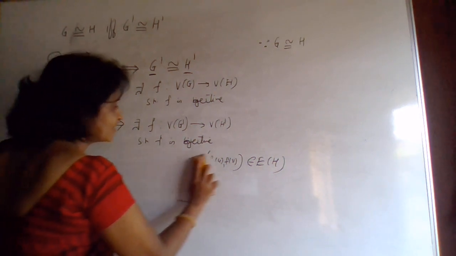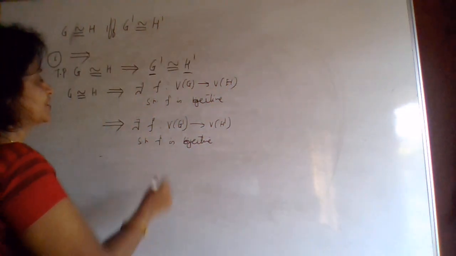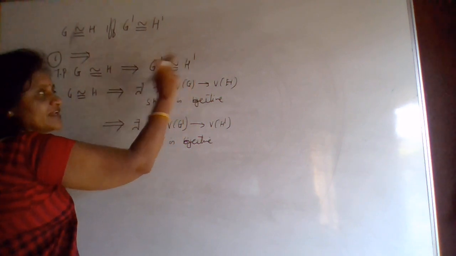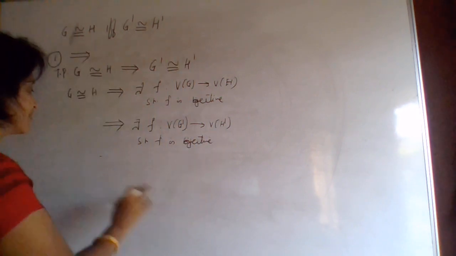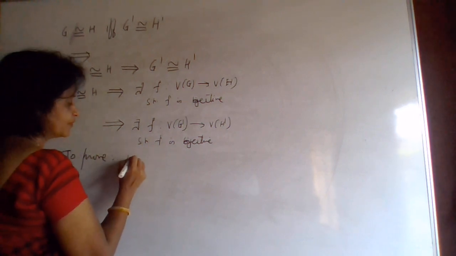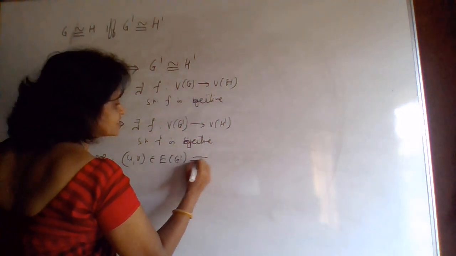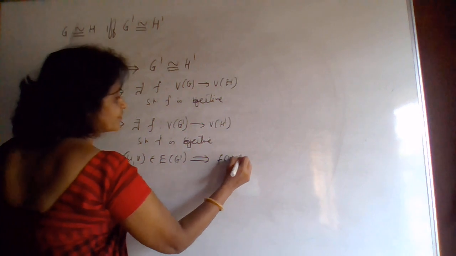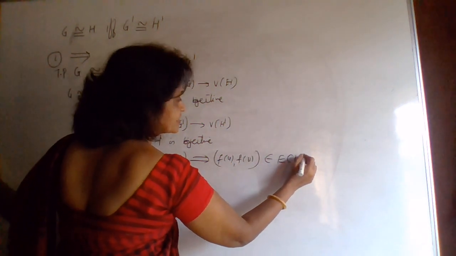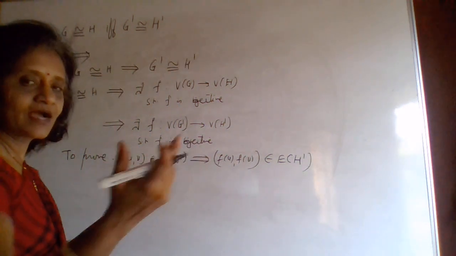So before I write, again understand what I want to prove. We need to prove whenever UV is in G dash, FUFV is in E of H dash. I will first write what you want to prove so you can understand it very well. We have to prove UV belongs to the edge set of G dash implies FUFV belongs to the edge set of H dash. Am I right? This is what we want to prove. Then we can prove G dash and H dash are isomorphic.